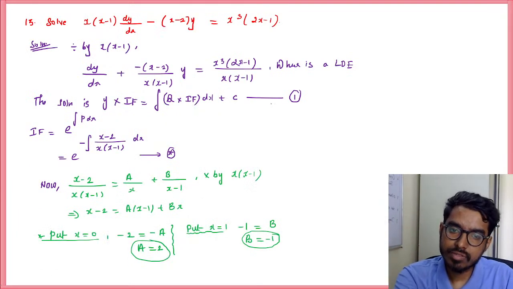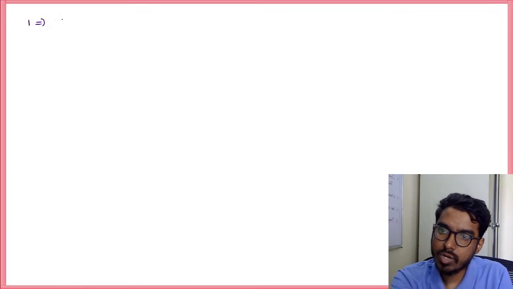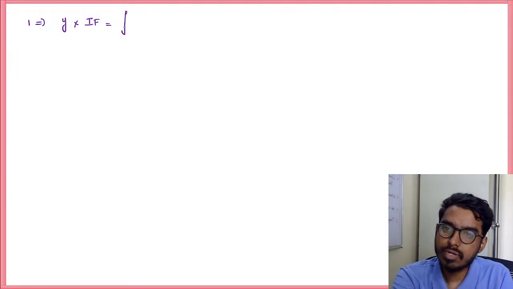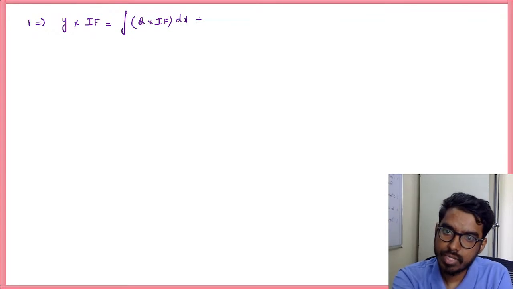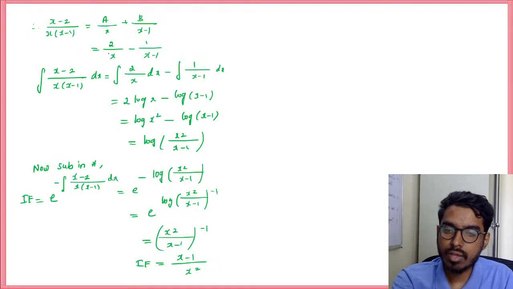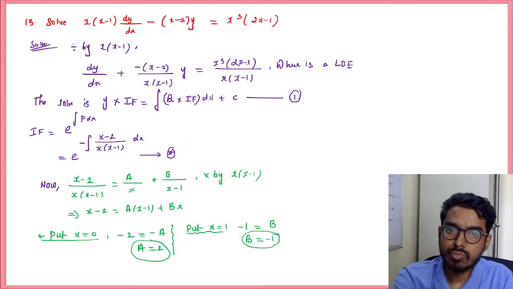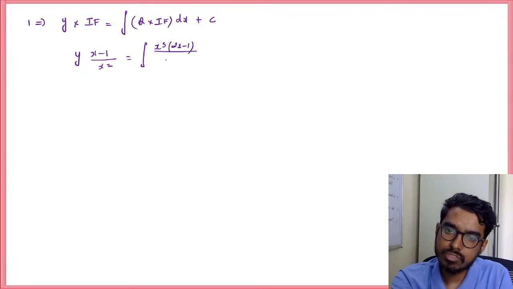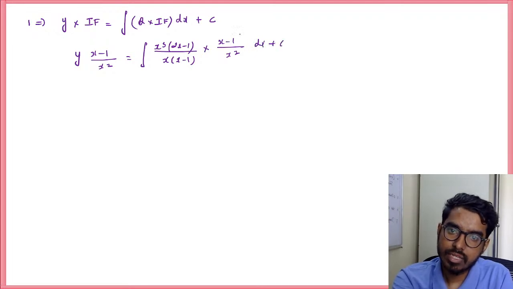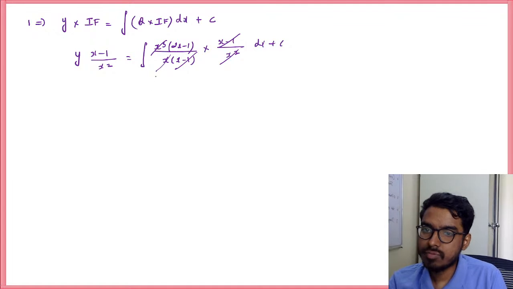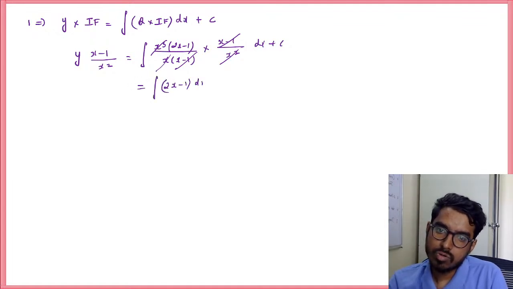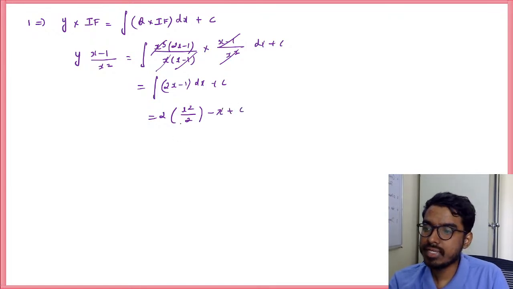So after finding the integrating factor, the solution is y into integrating factor is equal to integration of q into integrating factor dx plus c, right? So y into (x minus 1) by x square is the integration of q, which is (x cube into (2x minus 1)) divided by x into (x minus 1), times the integrating factor (x minus 1) by x square, dx plus c. So this x minus 1 will get cancelled. X square and x cube will also get cancelled. So we will have only the integration of (2x minus 1) dx plus c. So 2 into integration of x dx is x squared by 2. Integration of dx is x. So we will have x squared minus x plus c.